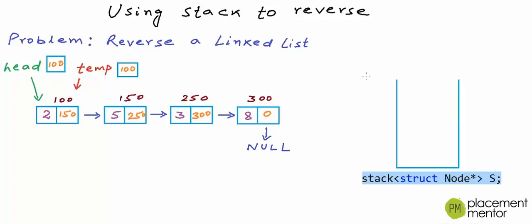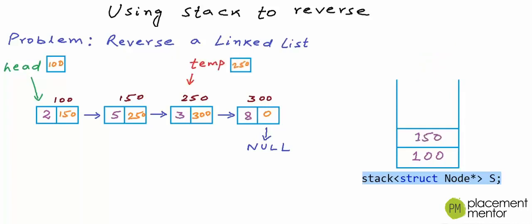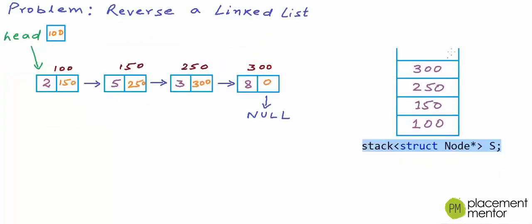When we go to a particular node, we will push the address of that node onto the stack. So first 100 will go to the stack, and now we will move to the next node. Now 150 will go in the stack, and now we will go to 250 and then to the last node at 300. We are showing addresses here in the stack, but basically the objects that we are pushing are pointers to node, or in other words, references to nodes.